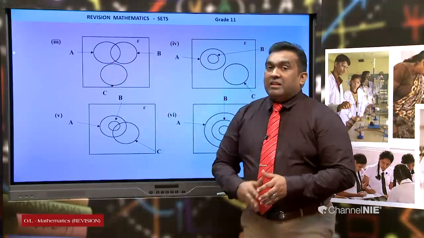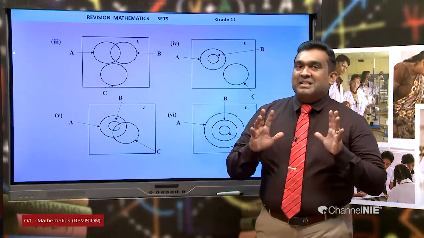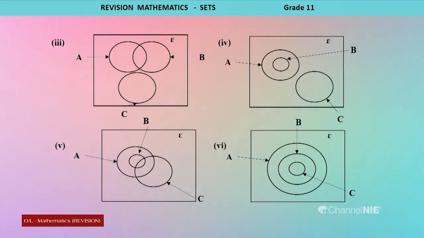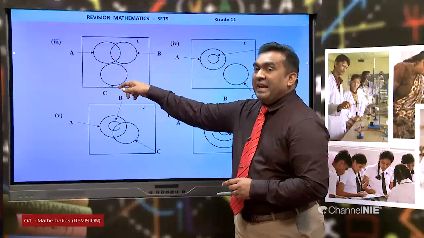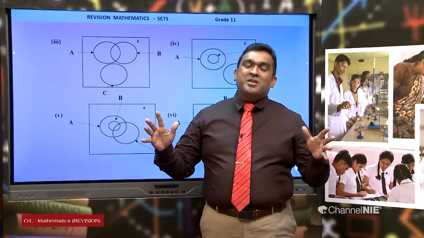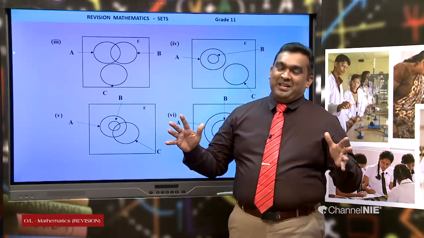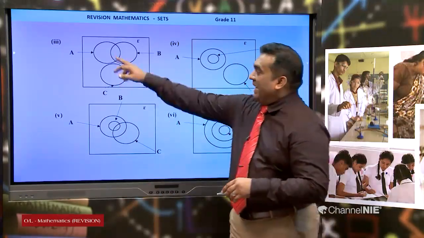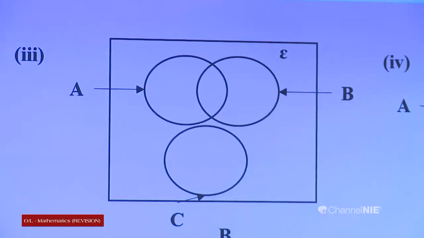If you consider the third one, it is clear that A and B have an intersection, you can see a common region. Here C is a separated or isolated set with no common region. Therefore, A and C, and B and C are disjoint sets.